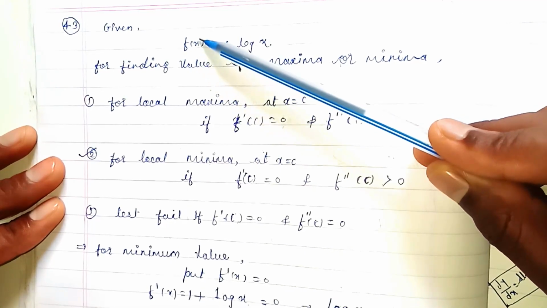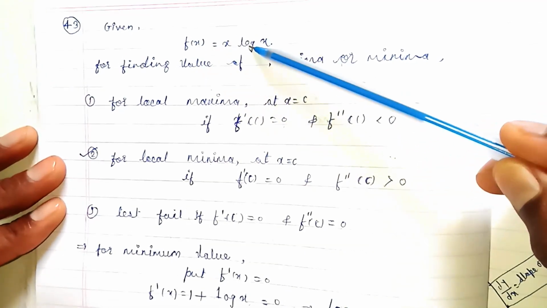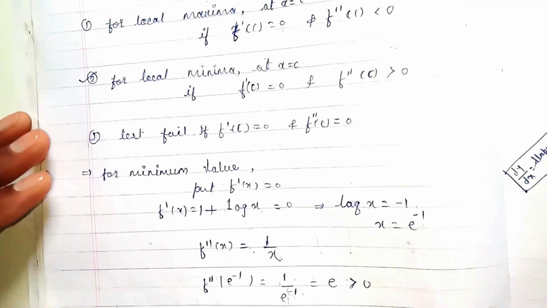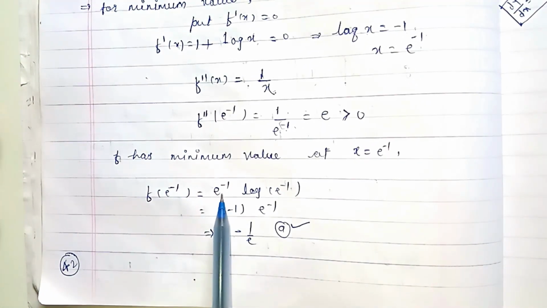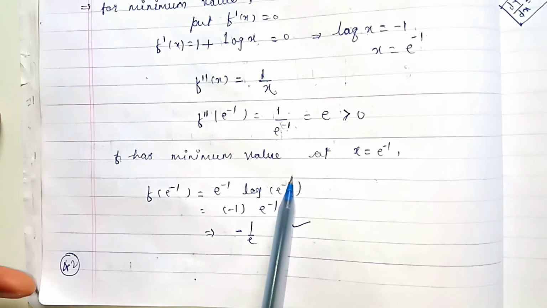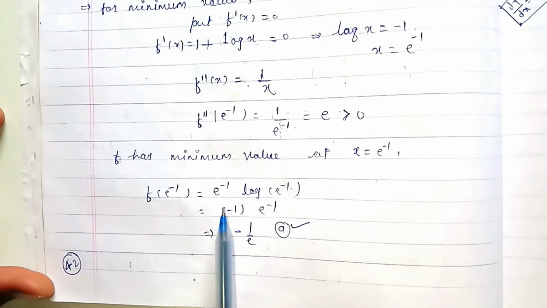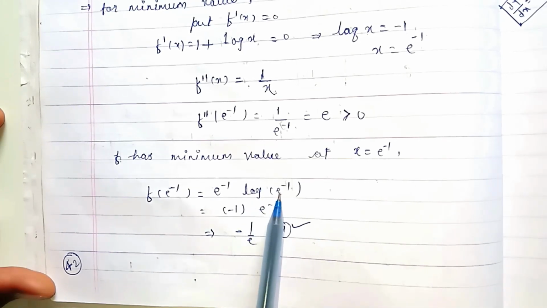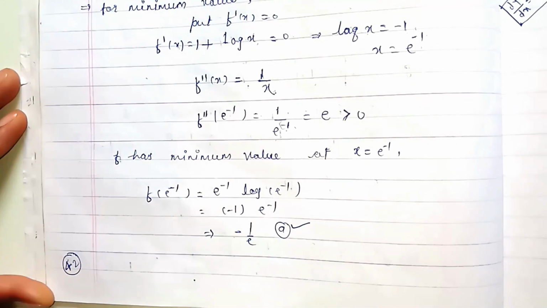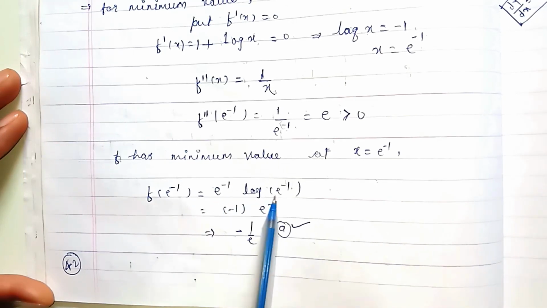So f of e to the power minus 1 is equal to e to the power minus 1 log of e to the power minus 1. Now substitute all these values here. So we can see f of e to the power minus 1 is equal to e to the power minus 1 into log of e to the power minus 1, okay?